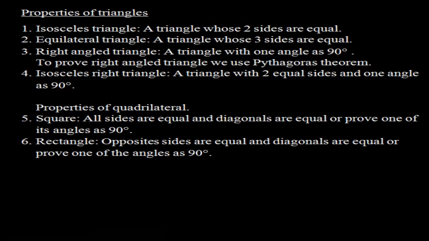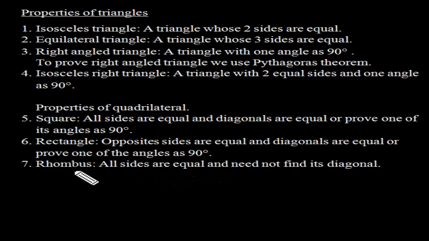Now let us move to the properties, that is property number 6. It's the rectangle. Opposite sides are equal and diagonals are equal, or you can prove that one of its angles is 90 degrees. Then rhombus. All the 4 sides should be equal. It's similar to a square, but in a rhombus, diagonals will never be equal.